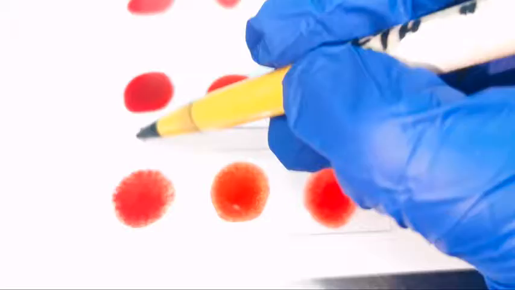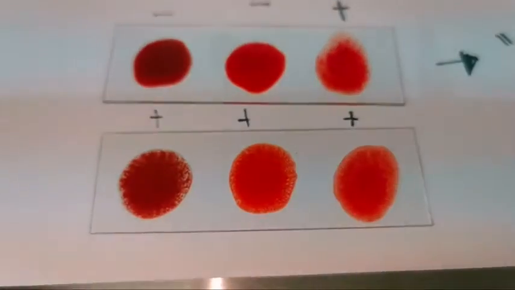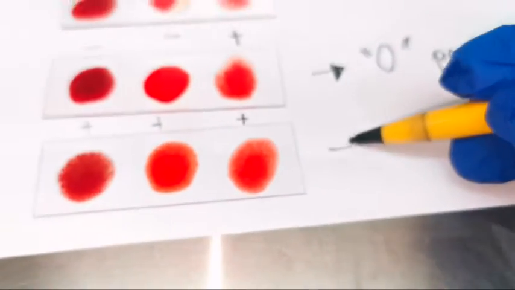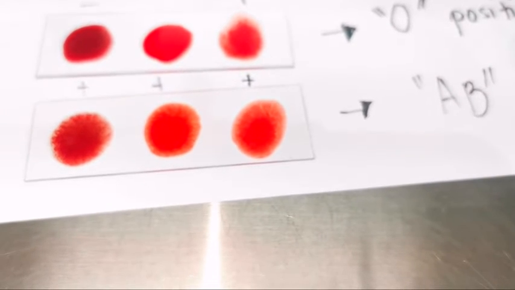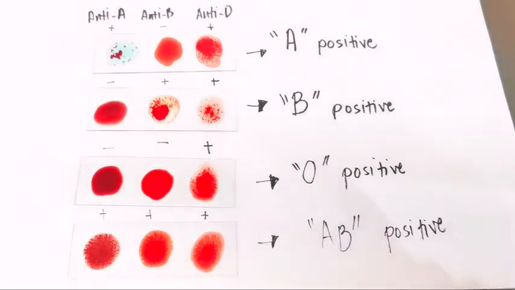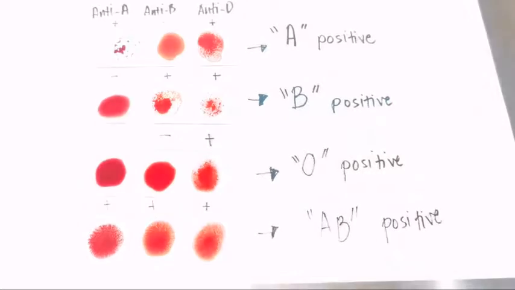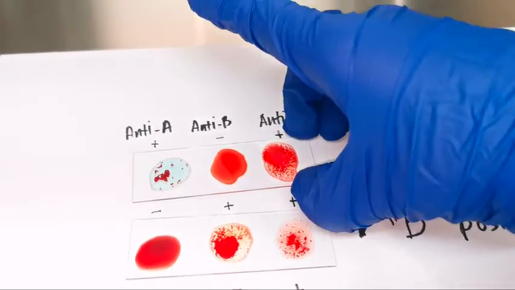For the fourth patient there is clumping on all of the blood containing anti-A, B, and D. Therefore the blood type is AB positive. You can blot it in a white paper to see the clumping clearly.